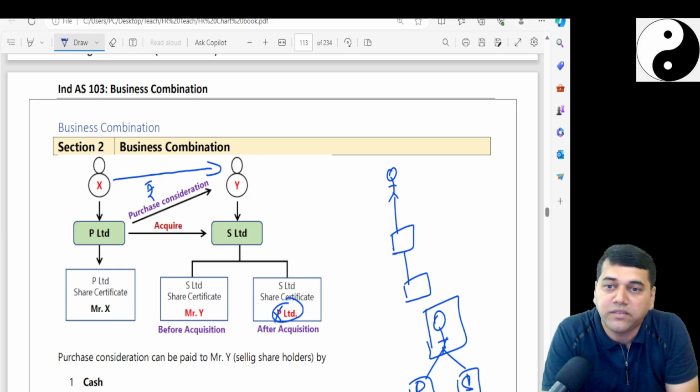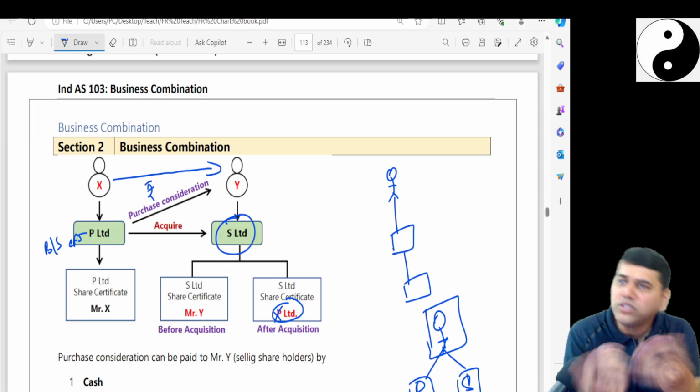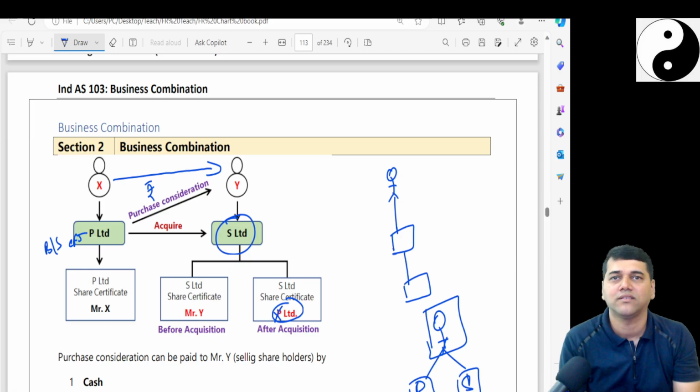Now what happens because of this purchase? From my balance sheet, cash goes out. I am preparing CFS. For S Limited, no difference. No accounting happens in the books of the acquirer. Why?